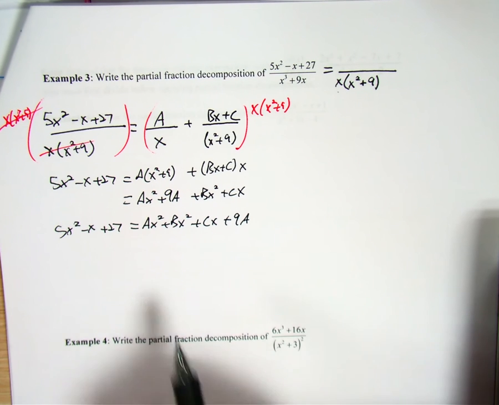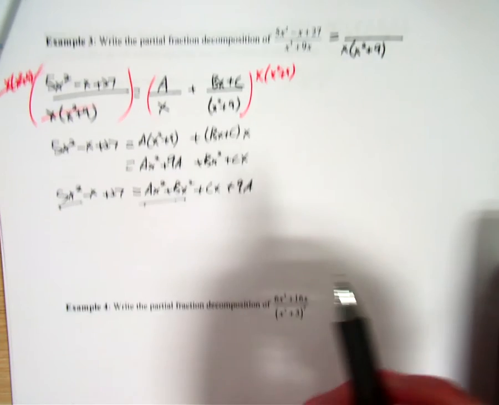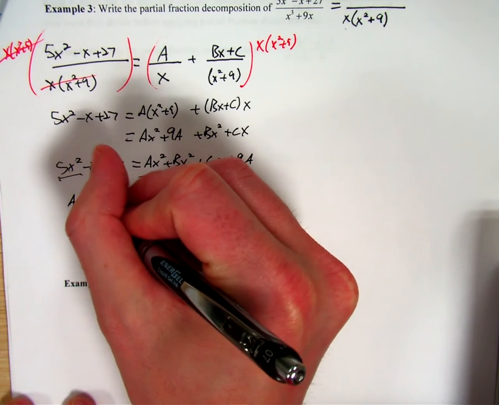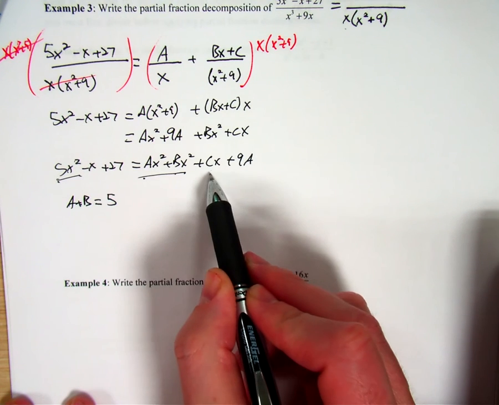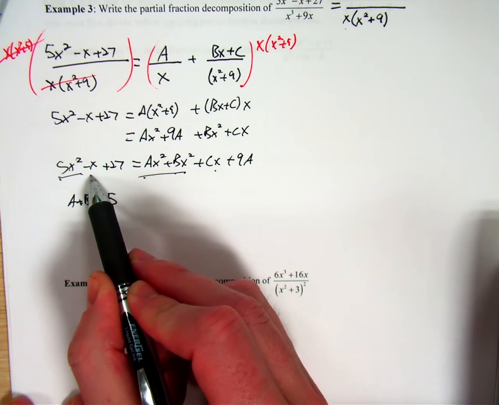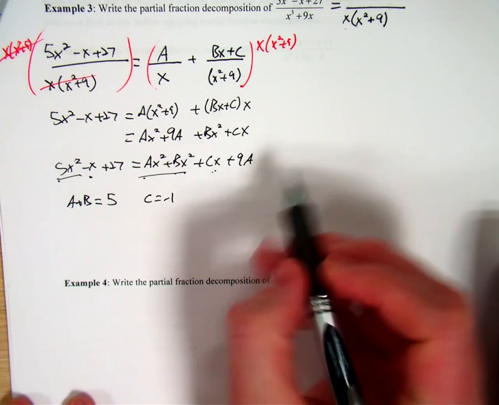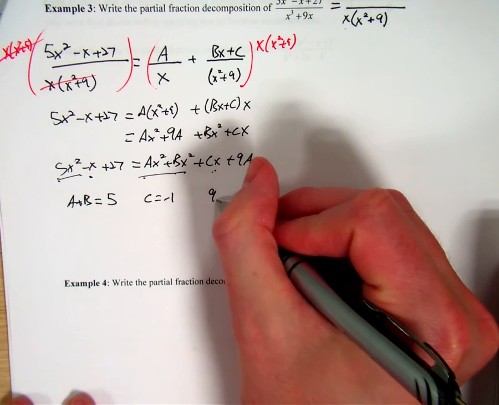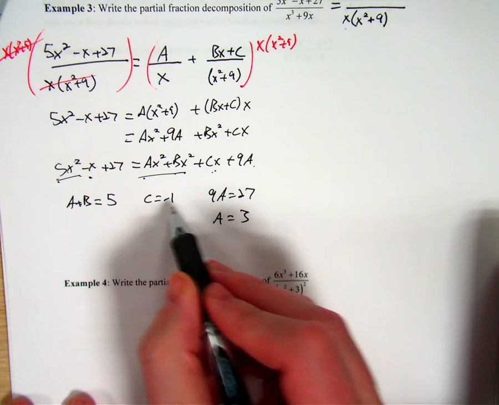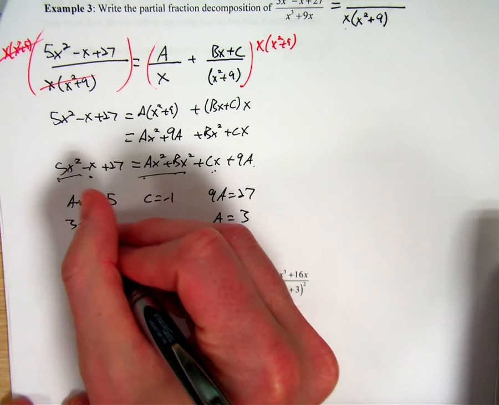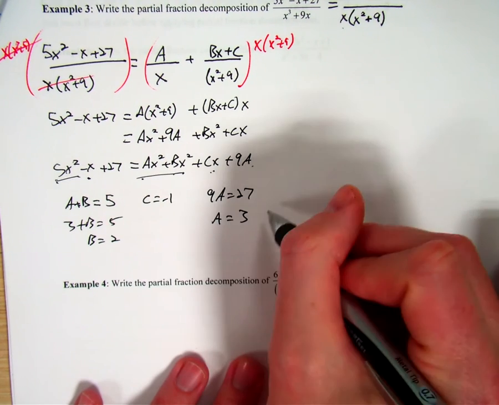Alright, look at our x squareds. We need a plus b to match up with 5. Alright, and now things get really nice because we just have cx, and there's only negative 1x, so c equals negative 1. And 9a equals 27. So a equals 3. We know c equals negative 1, and if a equals 3, b equals 2.